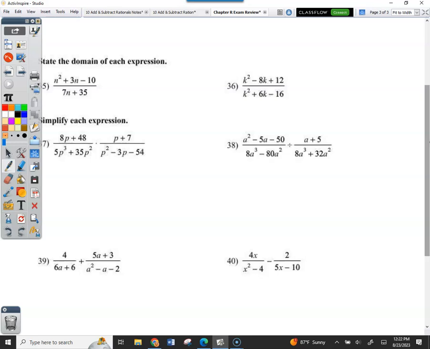Set penny down. I'm ready to move on. Oh, there she is. I found it. We'll come back to the exam review in a little bit.